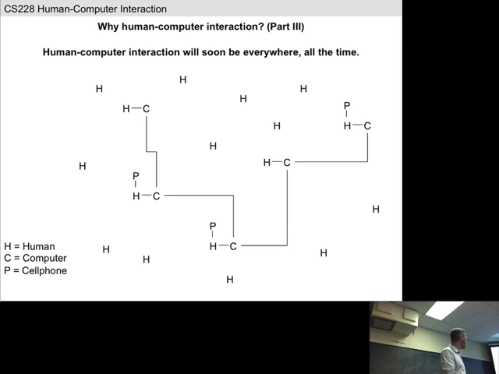Okay, the third reason why HCI is important is that interaction with computers is everywhere. It's ubiquitous, and it's all the time. It's continuous. We used to play a game in this class, and I don't think we're going to have time to play it today. It's called the CPU game, where you guess how many CPUs are in this room. For simplicity's sake, we'll assume that if you have a laptop, there's one CPU, which again is an oversimplification.